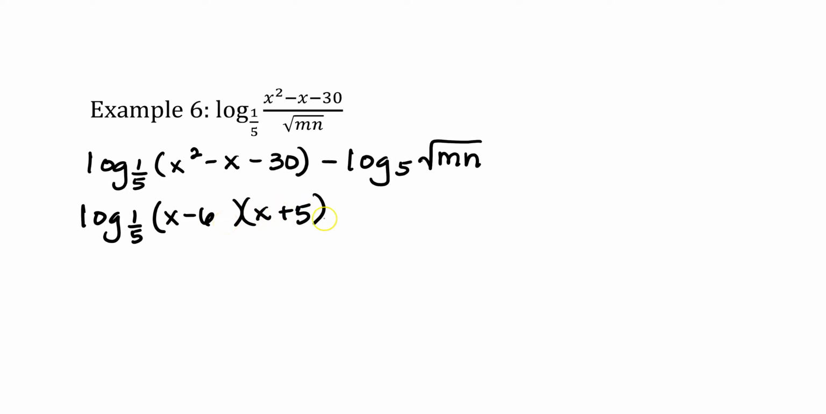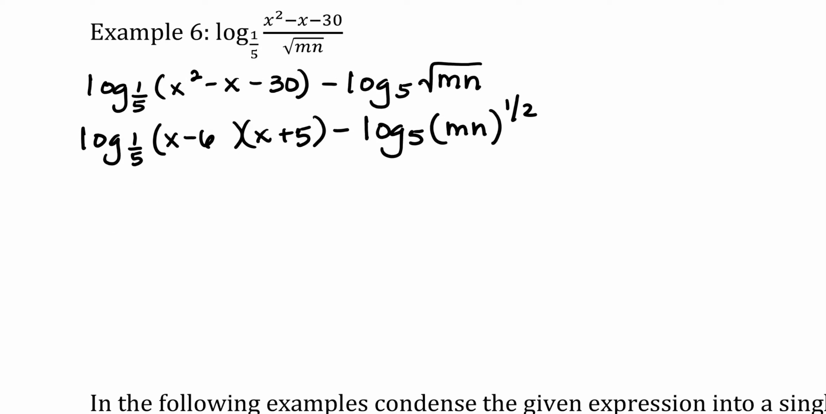So now we have the first logarithm set up to use the product rule, since we have a product of those two factors. In the second logarithm, I'm going to go ahead and rewrite the square root of m times n as m times n raised to the 1/2 power. That's everything that was under that square root has that 1/2 power applied to it. I'll separate the first logarithm using the product rule now. So we have log base 1/5 of x minus 6, and we are adding log base 1/5 of x plus 5.